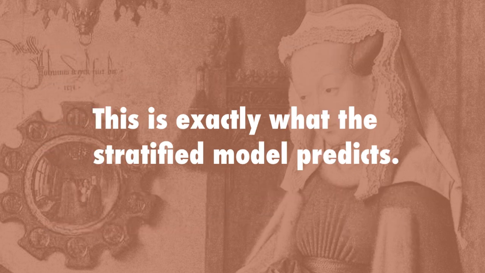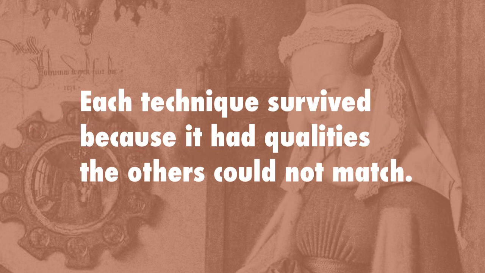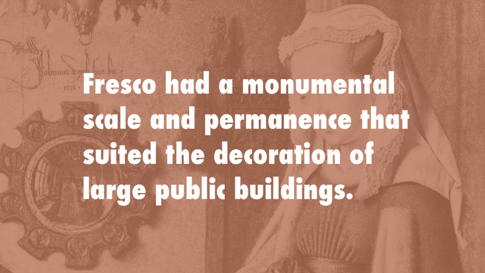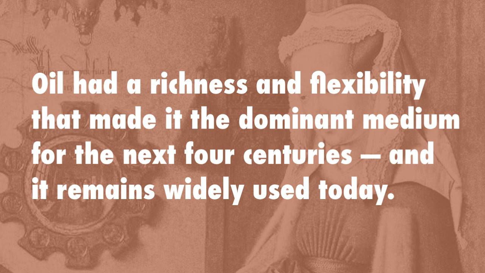This is exactly what the stratified model predicts. New layers add new possibilities. They do not erase what came before. Each technique survived because it had qualities the others could not match. Fresco had a monumental scale and permanence that suited the decoration of large public buildings. Tempera had a precision and a clarity of line that some artists continued to prefer. Oil had a richness and flexibility that made it the dominant medium for the next 4 centuries, and it remains widely used today.